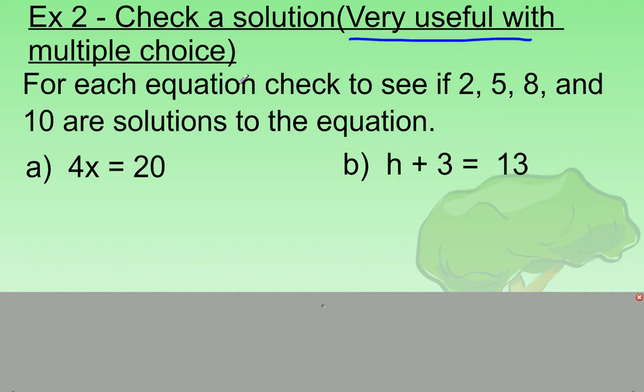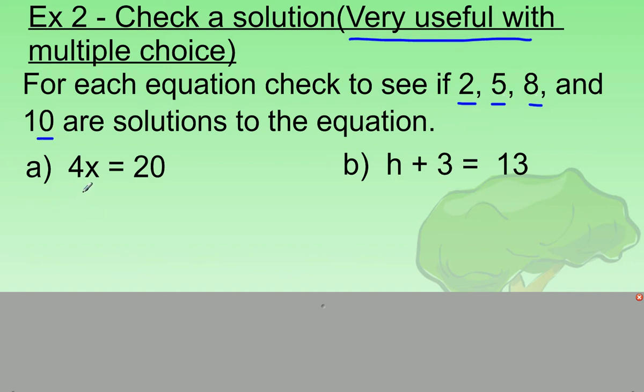Because when they give you a set of choices, a lot of times what you can do is just check the choices to see if those choices are a solution to the equation. So a big, huge, ugly equation might take you 5 minutes to solve, but it might only take you 1 minute to plug some values in to see if those numbers are solutions. For example, this first one. Now we want to check each of these: 2, 5, 8, and 10.